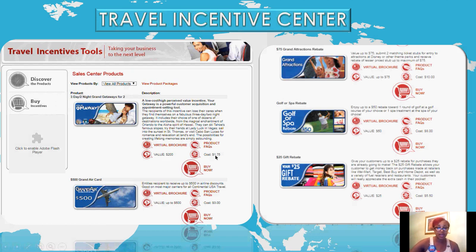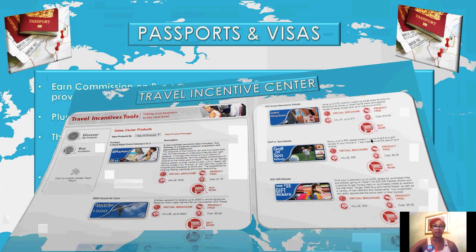Look at the prices for them, guys. $1.75 for the virtual brochure, your getaway. This is 3 days, 2 nights grand getaway. And then there's a $500 air credit card, where it's $3. Attractions, $10. Golf and spa, $8. $25 gift rebate for $5.50. That's the price we paid, but these are the values of them, so definitely use them, okay?